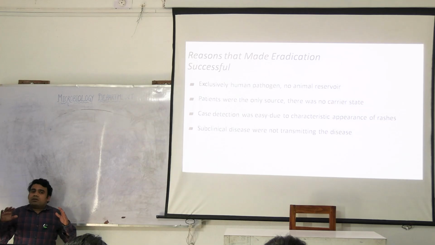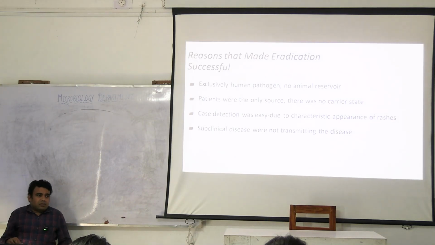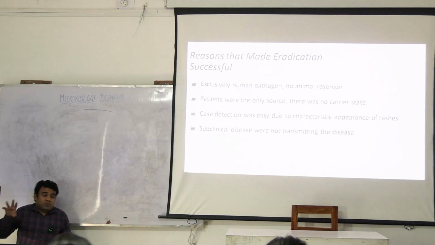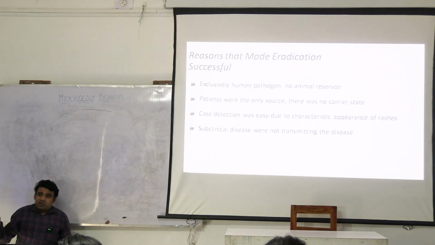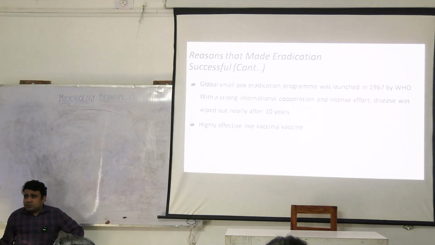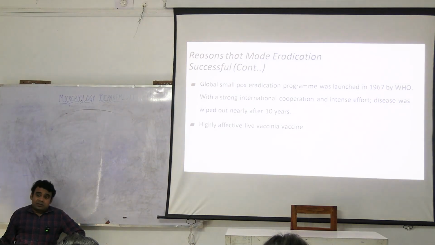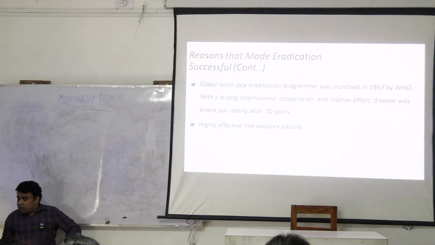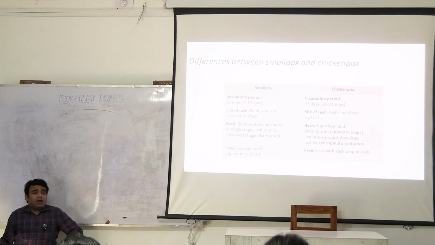Subclinical means, what is subclinical? The virus is present within the body, but there is no manifestation. Now, this is the most problematic area. These people actually transmit more commonly. But in case of smallpox, subclinical disease patients did not transmit the disease. And finally, and very importantly, we have a very effective vaccine, and vaccination was implemented on a worldwide basis. That is a very important reason why this virus was eradicated.